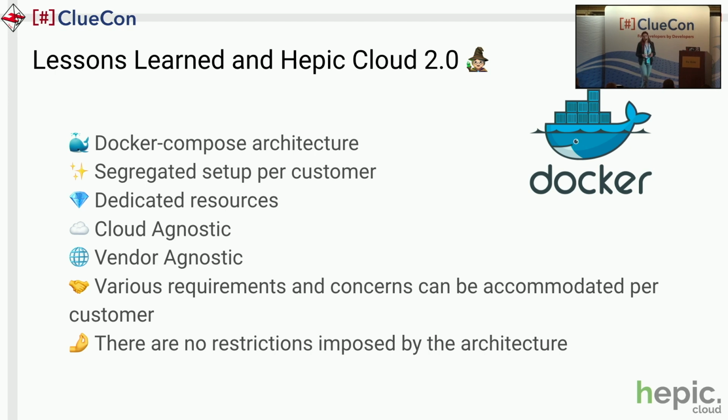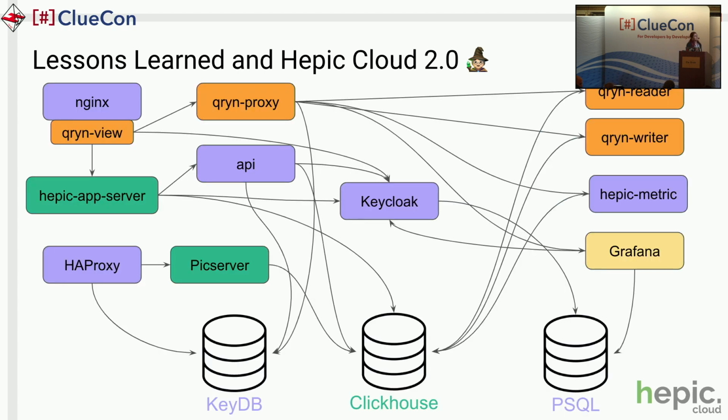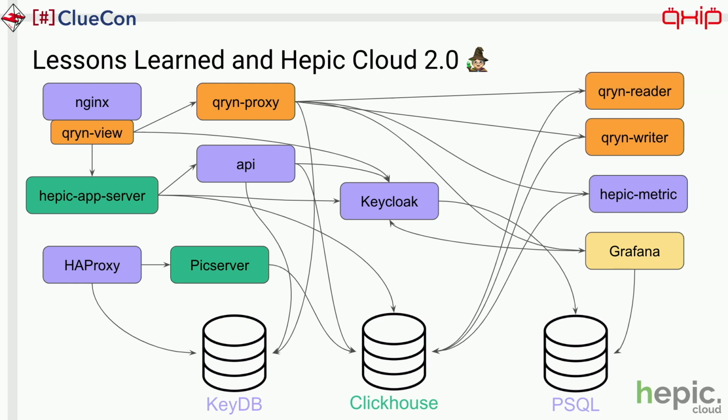So if a customer has a dedicated need, we can accommodate without fear for the stability of others. And the best part is that there is no restriction imposed by the architecture, because Docker doesn't force you to go into any type of architecture. So right now we managed to have Hepic on-prem and Hepic Cloud both on a service-based architecture. And well, this is the architecture that we have right now on Hepic Cloud.